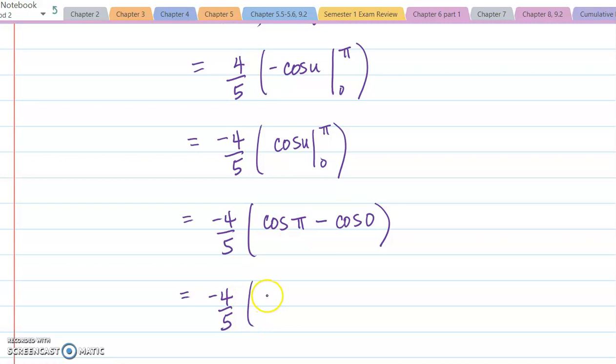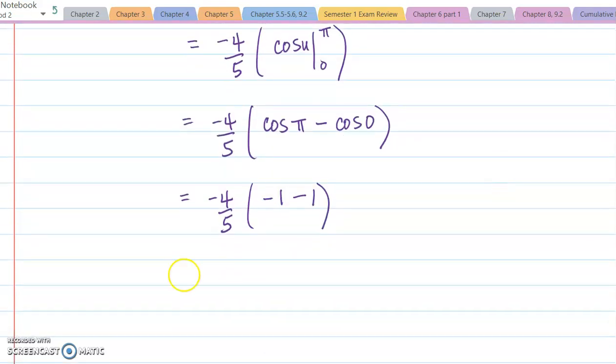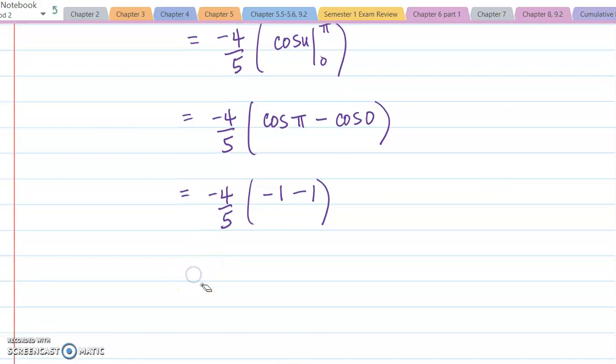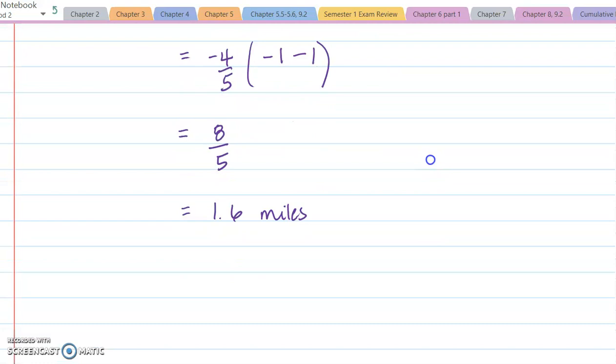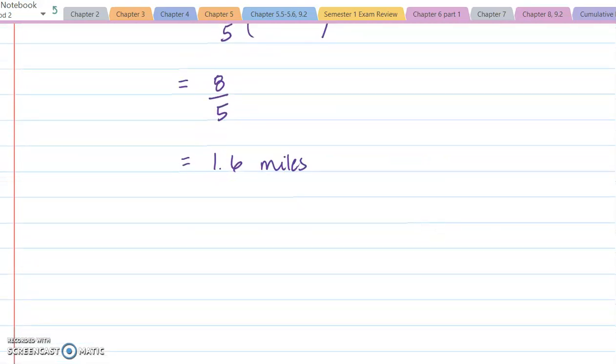Cosine of pi is -1. The cosine of 0 is +1. So this becomes 8/5, which is the same thing as 1.6. Our units are miles. So that was a very long problem. Larry lives 1.6 miles from school.